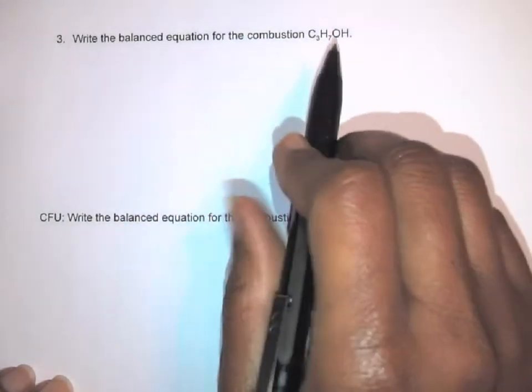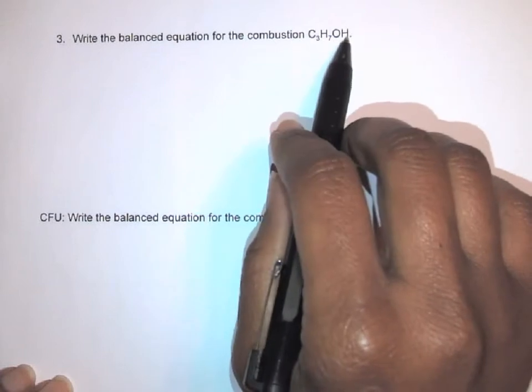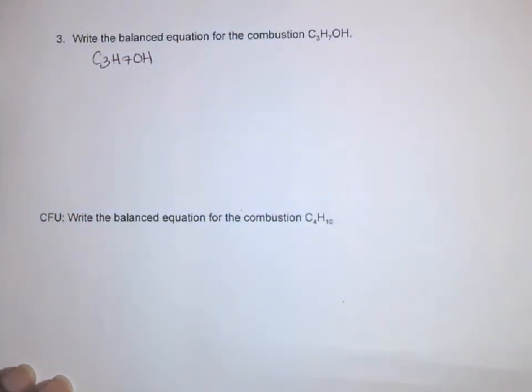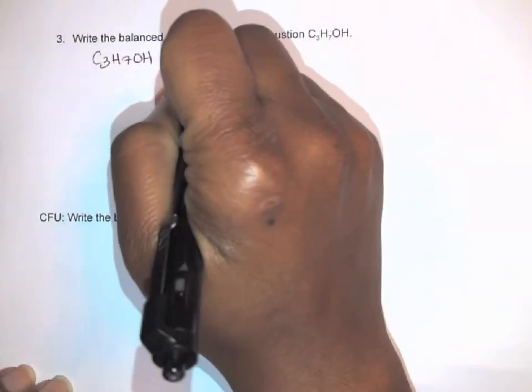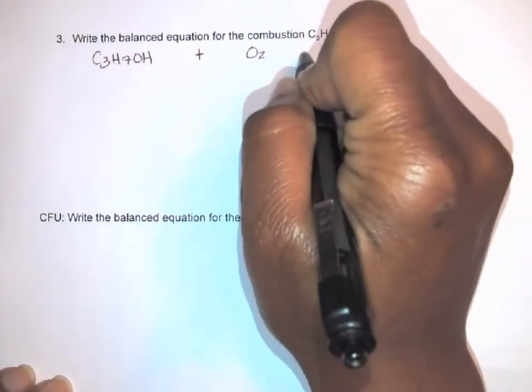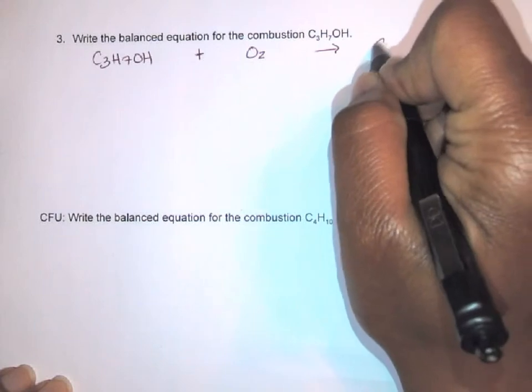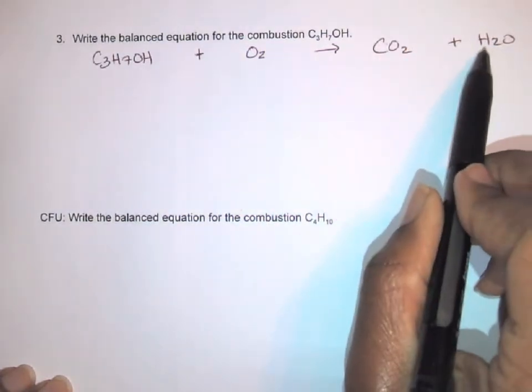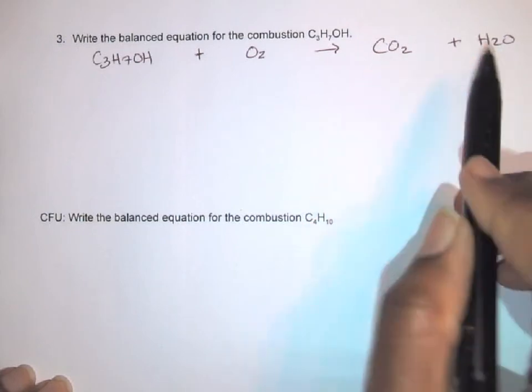So the first step is to write the unbalanced equation. I'm going to take my organic molecule, C3H7OH, which is the same chemical formula as isopropyl alcohol, so we'll assume this is isopropyl alcohol, plus my other reactant, which will be O2, and my two products, CO2 and H2O. Now, in terms of order, you can put H2O first and CO2 second, that doesn't matter.